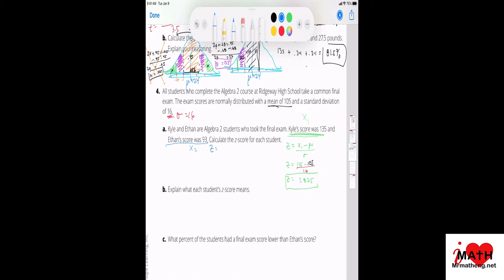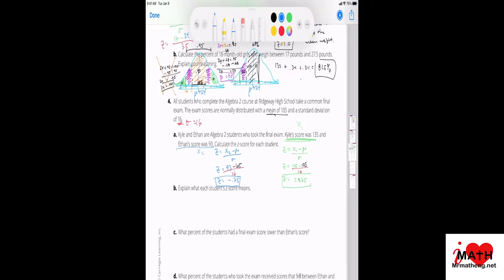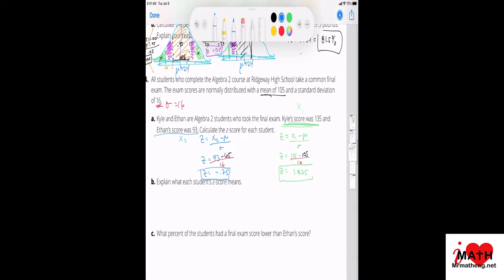Z equals x2 minus the mean over the standard deviation. So the x2 value, Ethan's score, was 93, minus the mean of 105, over the standard deviation of 16. And you get a z-score for Ethan to be negative 0.75. And I want to give you a visual, and hopefully this makes sense to you.